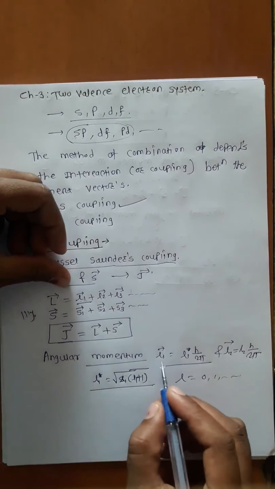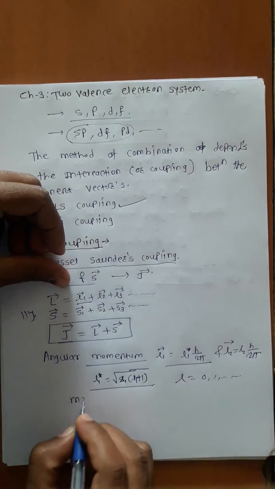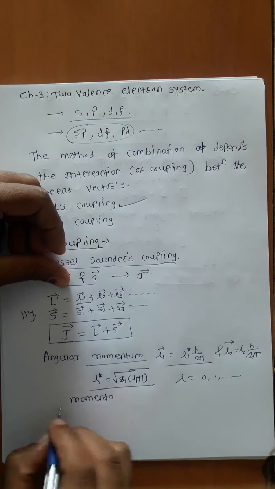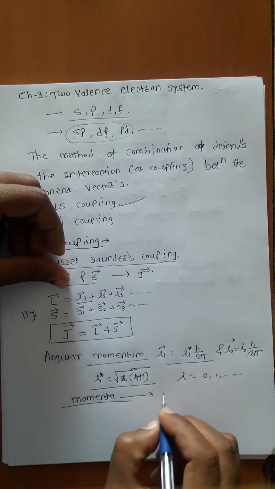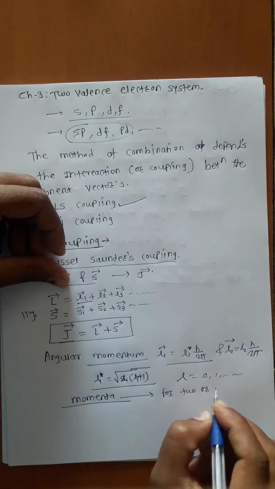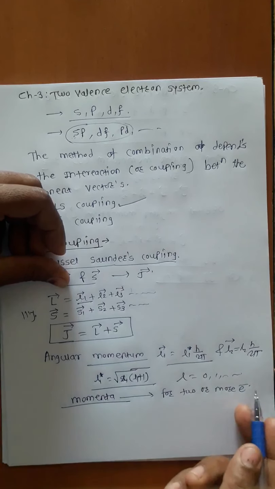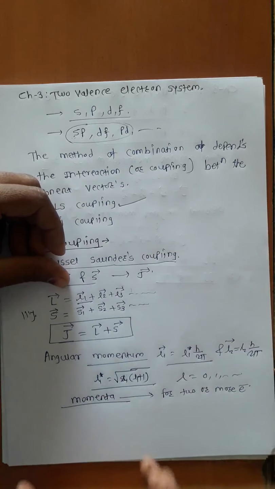We will get the values of L1, L2, L3 and so on; that is called the momenta. That is called the momenta, the angular momentum for two or more electrons.